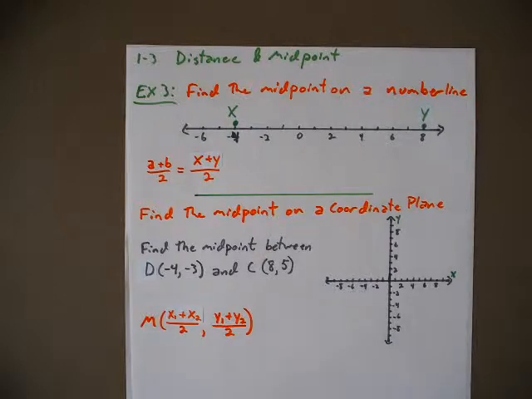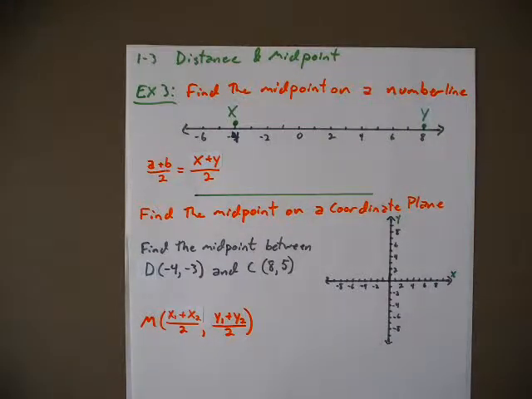Today we're going to talk about the midpoint. We have two examples for us. First one is fairly easy. It's the midpoint on a number line. Second one is a little more complicated, but not too bad. That's the midpoint on a coordinate plane. So let's tackle the easier one first, and it's going to help us with the second one.